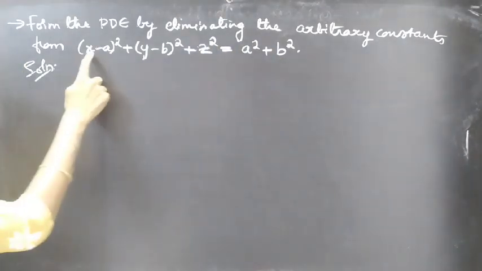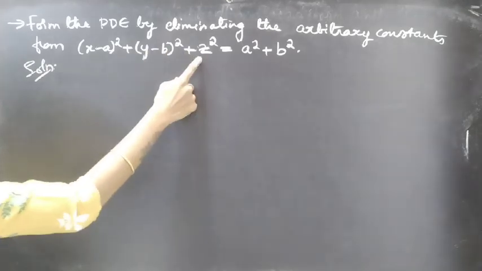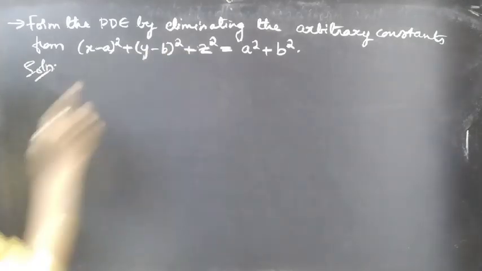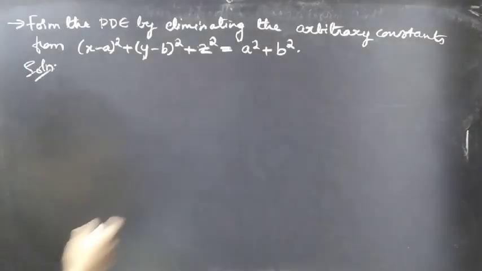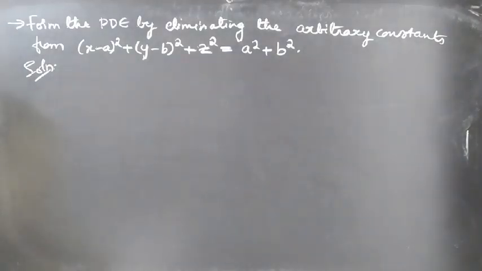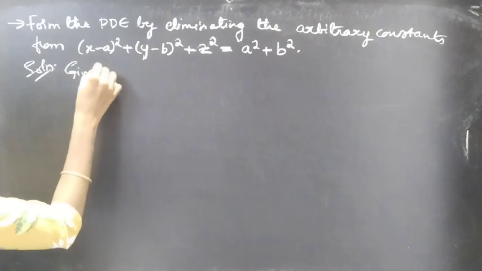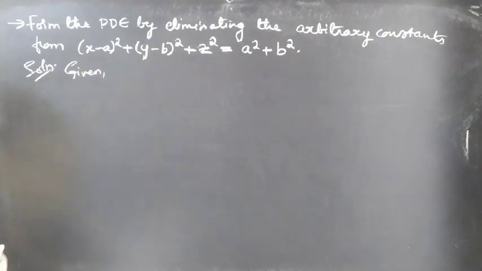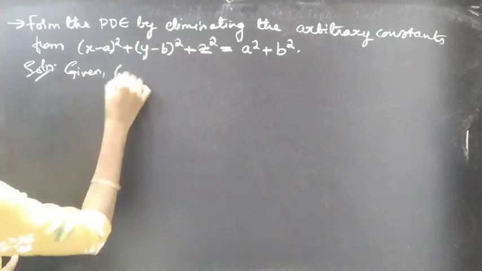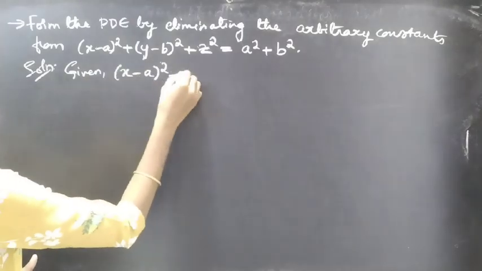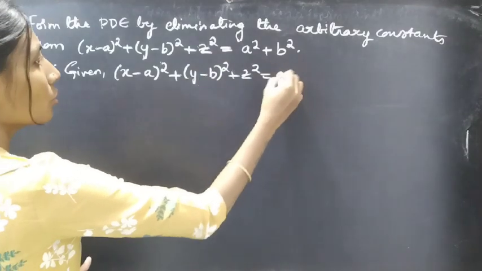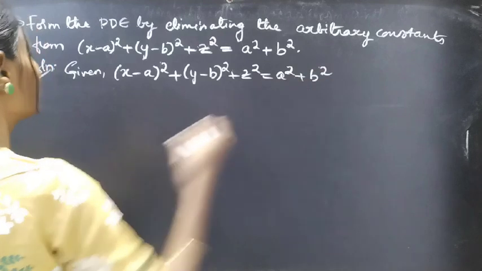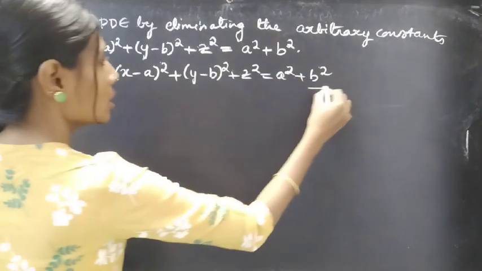Here x and y are independent variables and z is a dependent variable, or z is a function of x and y, where x and y are independent variables, and a, b are arbitrary constants. Now we are asked to form a partial differential equation from the equation (x minus a) whole square plus (y minus b) whole square plus z square equal to a square plus b square, right? Consider it as equation 1.